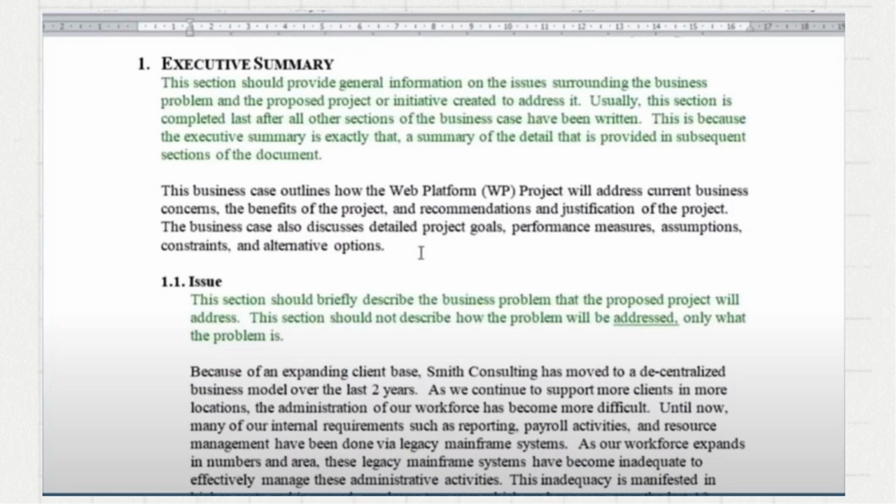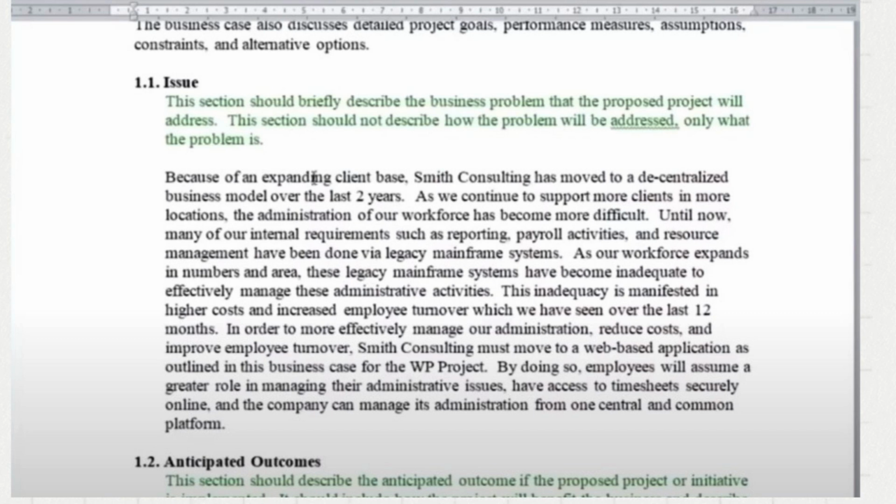For this business case, for example, the document outlines how the web platform project will address current business concerns, the benefits of the project, recommendations, and justifications. The business case also discusses detailed project goals, performance measures, assumptions, constraints, and alternative options. This tells me that the project is about a web platform. So, what was the issue the business was facing that led to the initiation of this project?